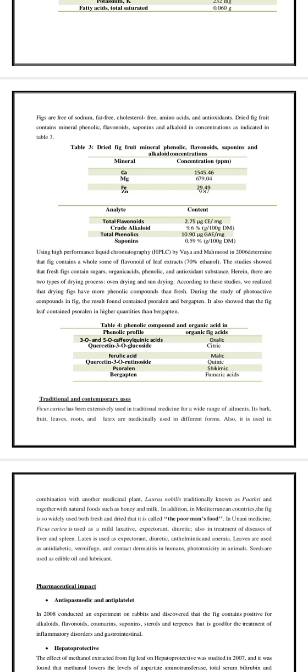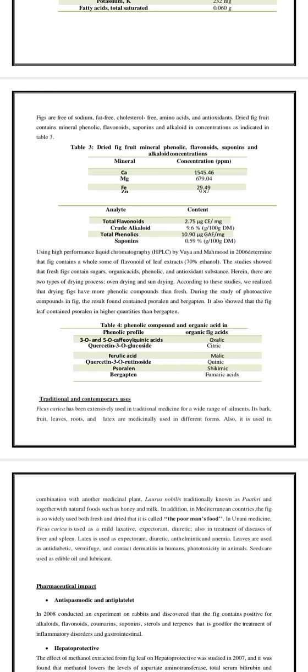Dried fig fruit contains minerals, phenolics, flavonoids, saponins and alkaloids in concentrations as indicated in table 3. Here are given the minerals and their concentration in parts per million. Calcium is 1545.46, magnesium is 679, iron is 29 and zinc is 9.8. Then there is the analyte and its content. Total flavonoids is 2.75 microgram.